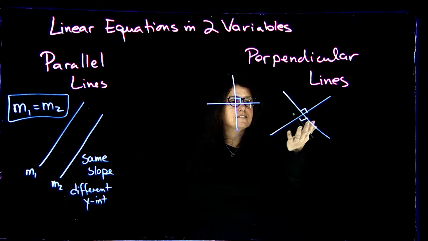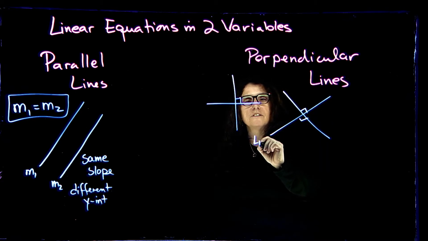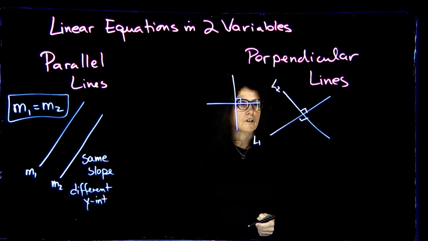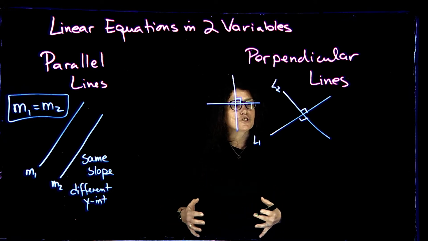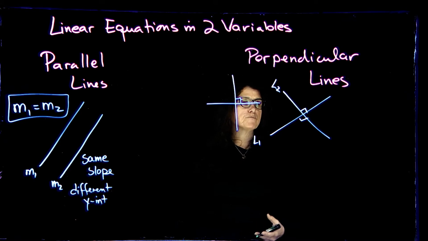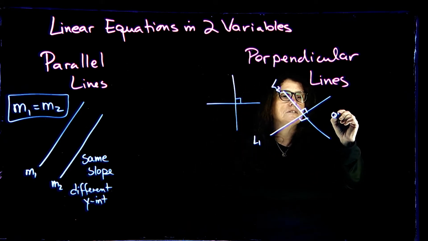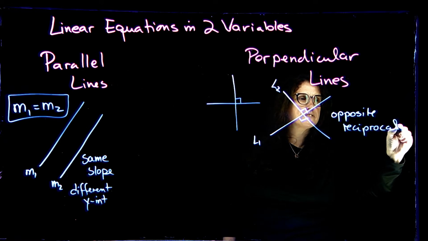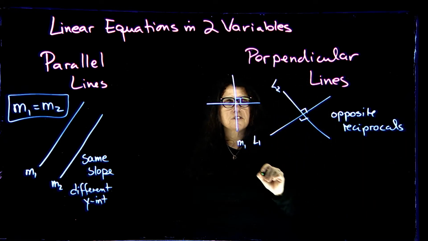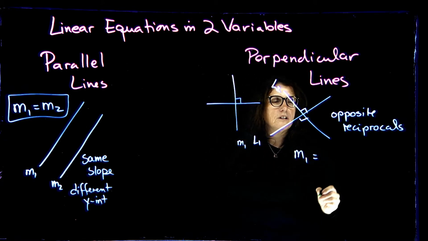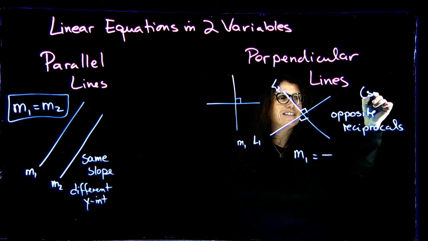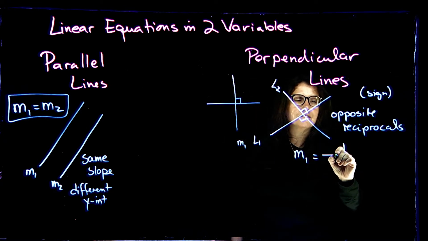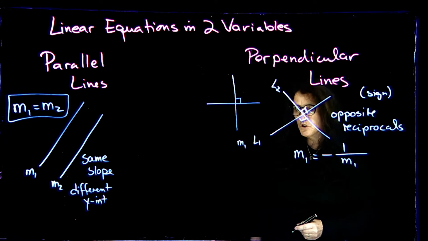Now, if you look at the two lines here, line 1 has a positive slope. Line 2, as you can see if I go down, has a negative slope. So we can definitely see that the slopes are opposite, but not only are they opposite, they are opposite reciprocals. So if this is M1, then the slope for M2, opposite meaning opposite sign. If one slope is positive, the other one has to be negative, the reciprocal of whatever slope 1 is.